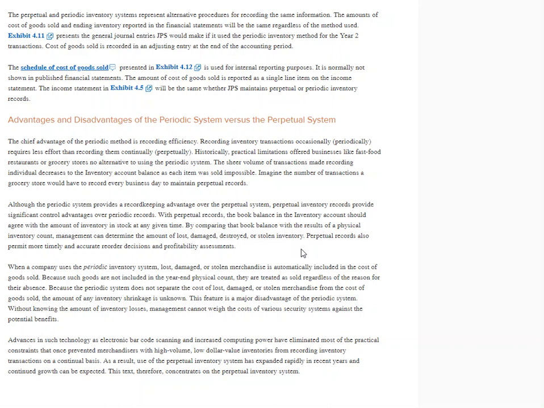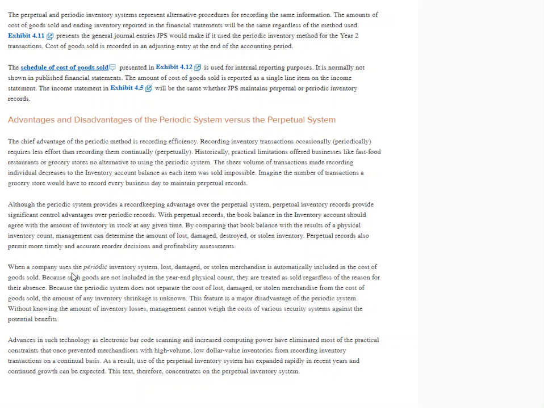If we're using a periodic system, we have no idea what our inventory loss is. Perpetual records also permit more timely and accurate reorder decisions and profitability assessments. So we're able to make decisions faster. We're able to keep an eye on our inventory loss. So there is definitely an advantage to perpetual.